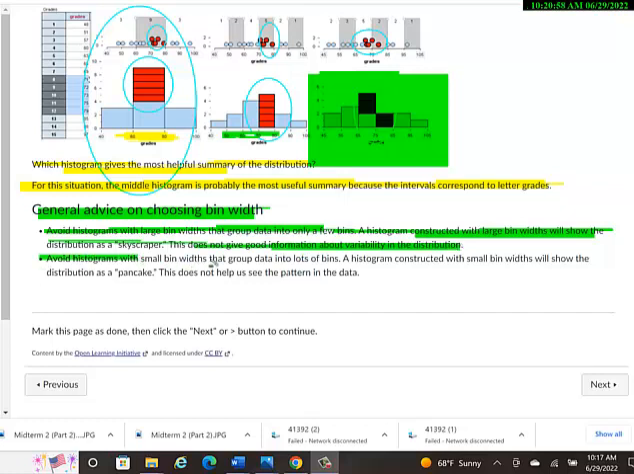Avoid histograms with small bin widths that group data into lots of bins. So it's tough because with not enough bins, they'll all be too big, but with too many bins, they'll all be too small and it'll be hard to read. So it's kind of tough, but there should be a middle ground somewhere where there's enough bins, but not too many. A histogram constructed with small bin widths will show the distribution as a pancake. This does not help us see the pattern in the data. So if you have too many bins, they're just going to be a bunch of them.